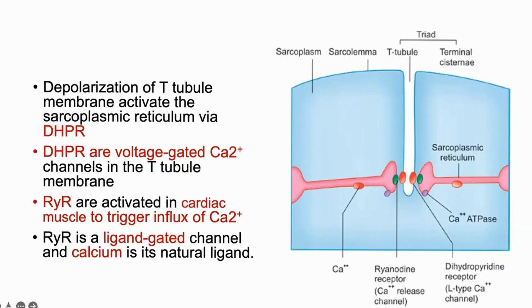The difference between the dihydropyridine and the ryanodine receptor is that one is voltage gated and one is ligand gated. Why is ryanodine ligand gated? Because calcium is a natural ligand. Remember that the ligand-gated channel responds to a ligand. A ligand can be a molecule, as we mentioned. It can be an ion, in this case calcium. It can be a neurotransmitter. It can be a drug.